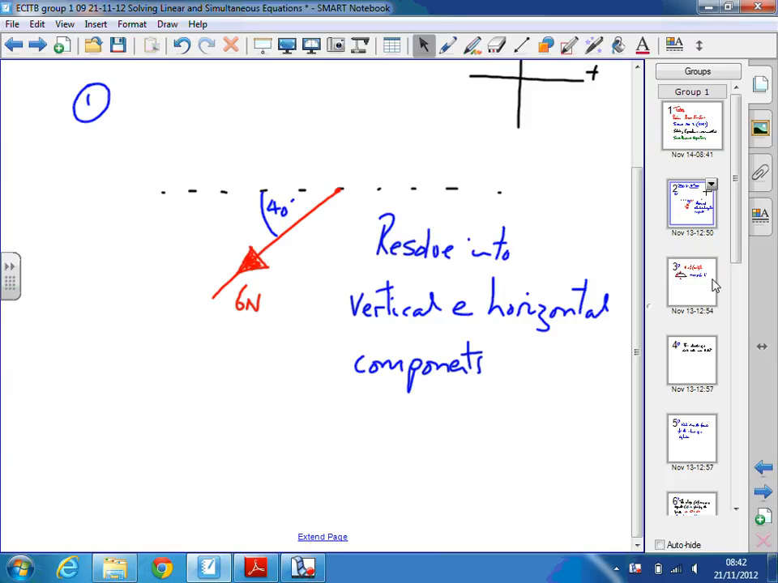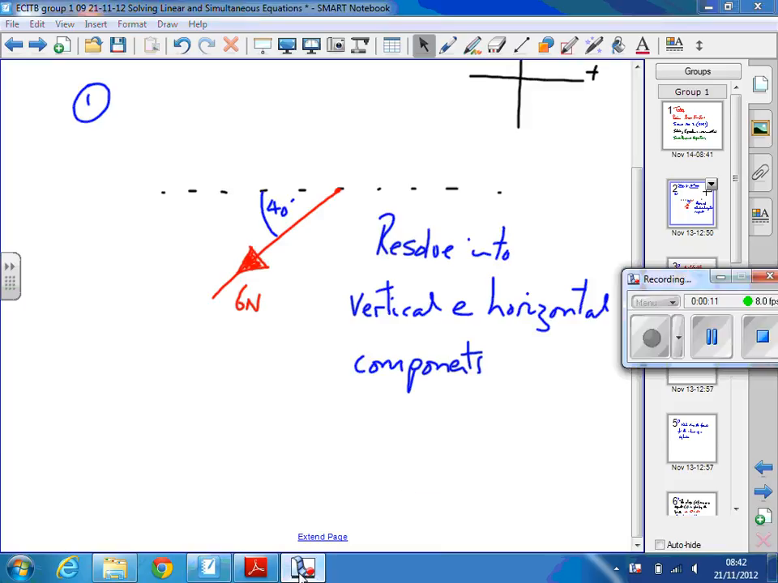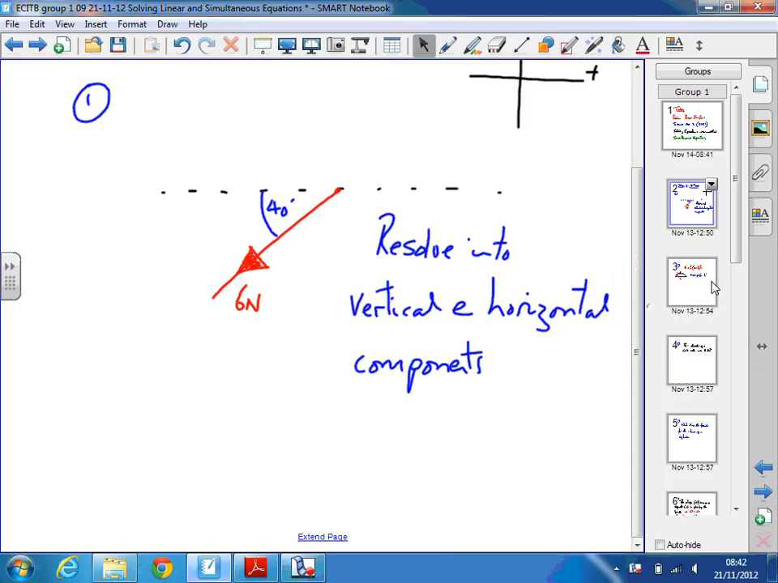So, resolve this one into its vertical and horizontal components then. A very common thing to have to do. So this force, 6 newtons, we've got to resolve it into its vertical and horizontal components. First off, there's 2 conventions to consider.